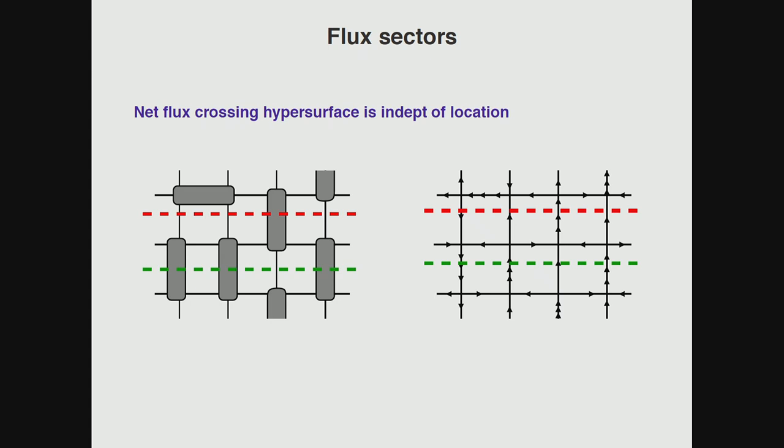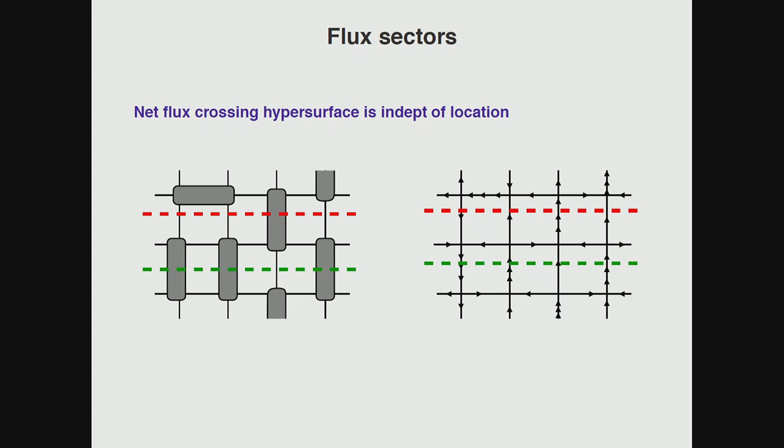So the first point I want to make is that if we take a dimer configuration and ask about the flux crossing a line through the system, or a line in two dimensions, or a surface if we're thinking about a three-dimensional model, then that flux is conserved in the sense that it doesn't matter where you locate the line. We'll calculate the same flux across the red dotted line as we will across the green dotted line. And you can convince yourself that that's true.